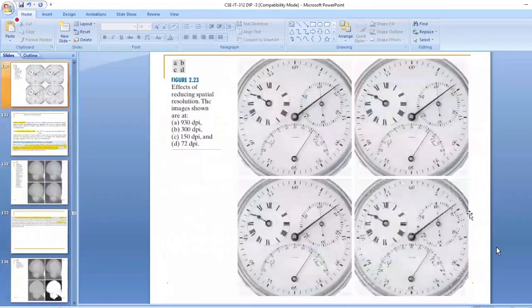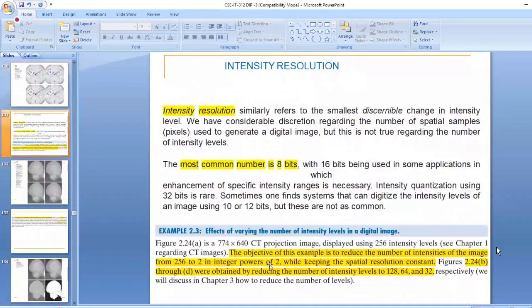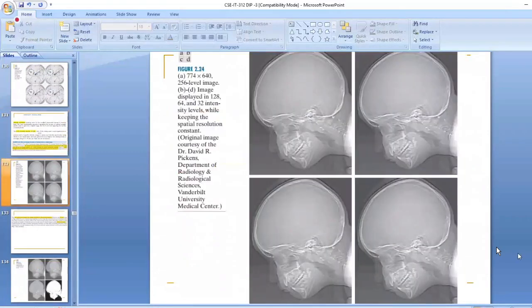Okay. So I am changing the intensity level from 256 to 2. हर बार उसको मैं चेंज कर रहा हूँ based on 2 the power k के according. Okay. So see the effect.